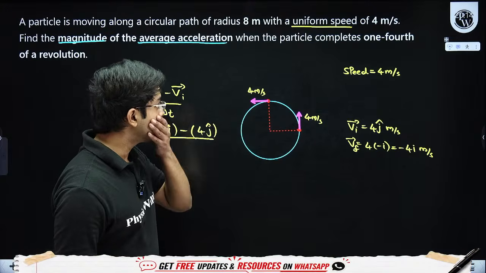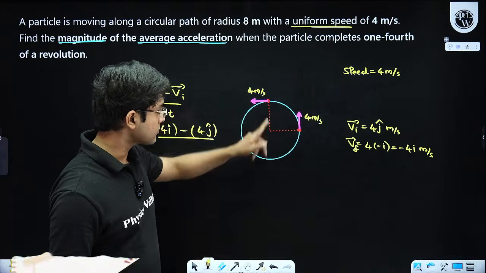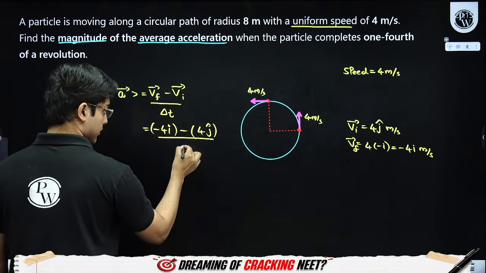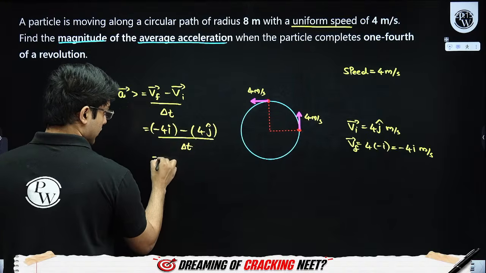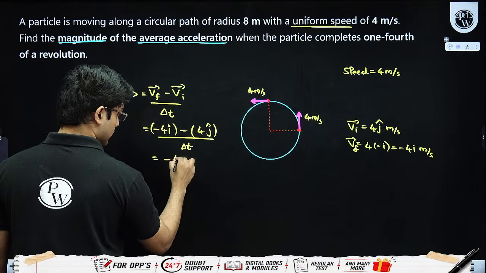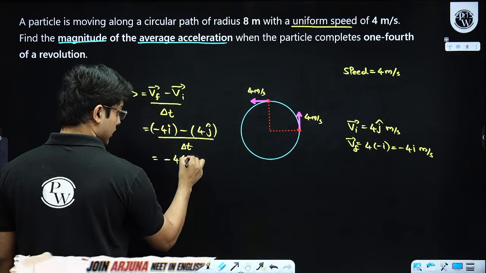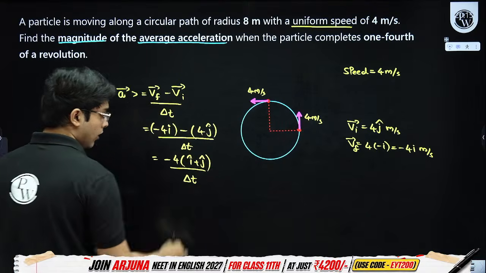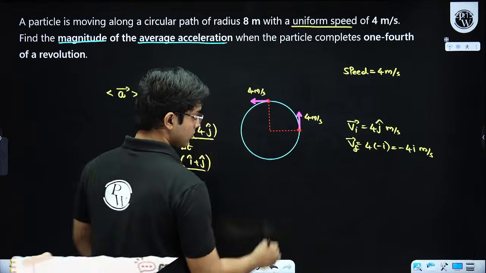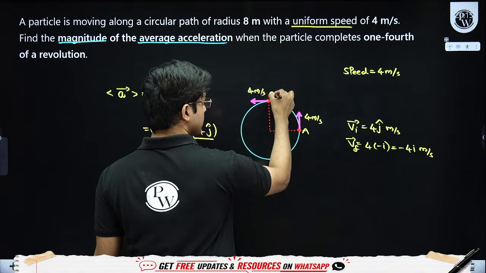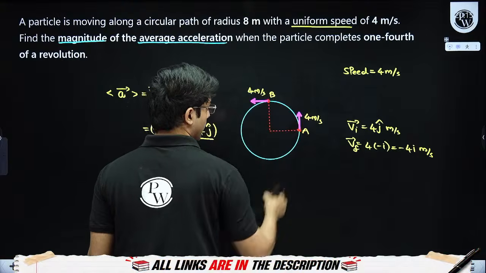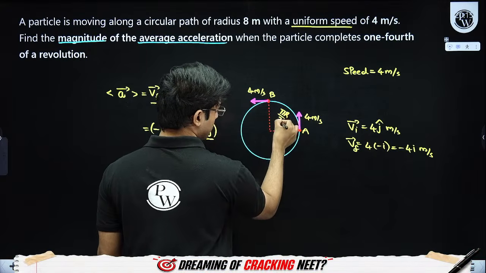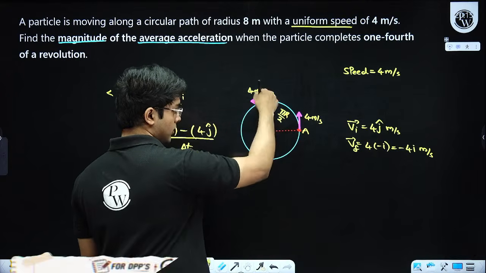For the time duration, time we will calculate, I'm writing it as delta t for now. So this will be minus 4 common, i plus j, divided by delta t. Now, how do you find the time to go from here to here? We'll do distance by speed. This is a constant speed motion. The distance covered is pi r by 2, the length of the quarter circle.